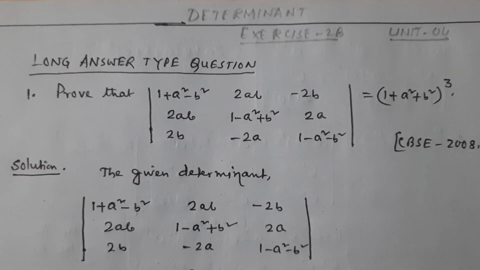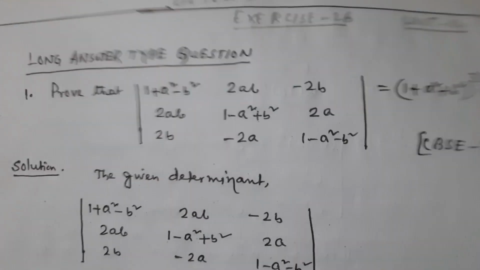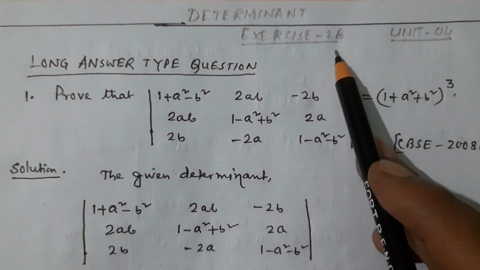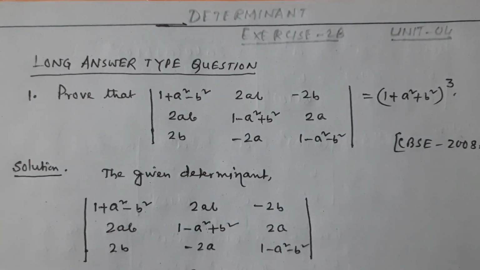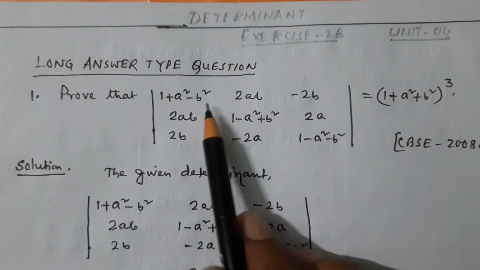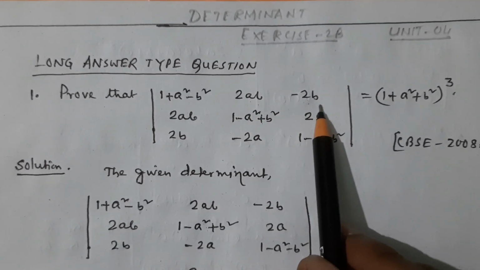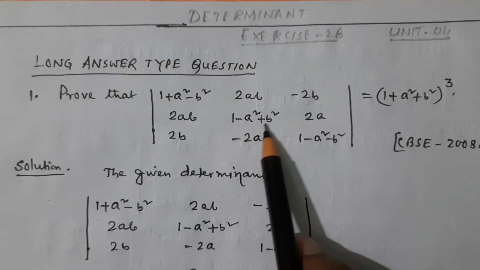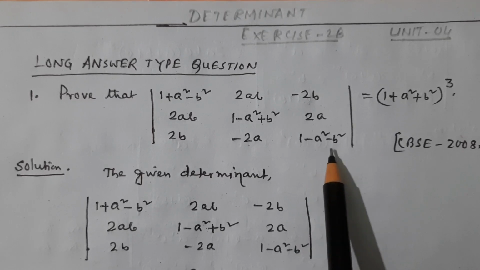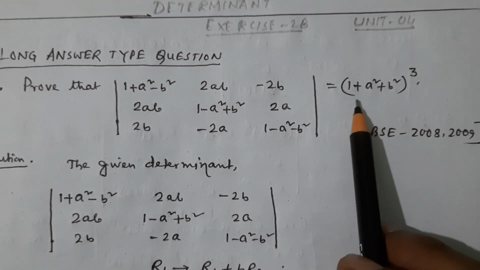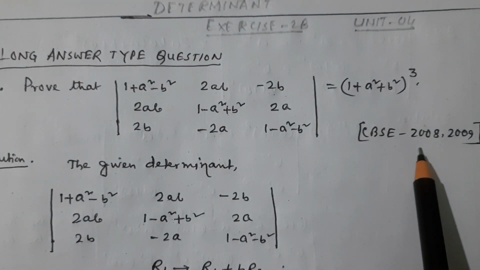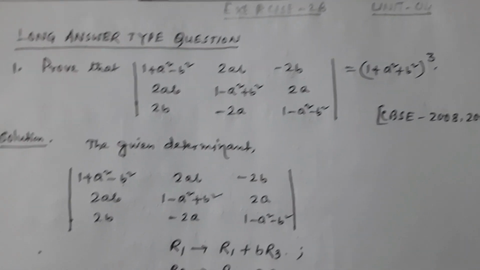Today I solve some problems of determinants from S.N.D. Exercise 2B, long answer type question. Prove that the determinant |1+a²−b², 2ab, −2b; 2ab, 1−a²+b², 2a; 2b, −2a, 1−a²−b²| equals (1+a²+b²)³. CBSE 2008 and 2009.